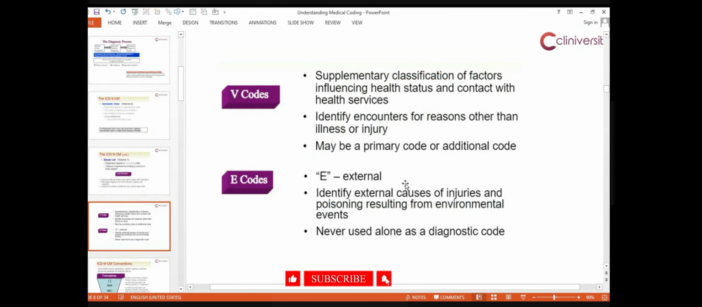Now in the ICD-9-CM dictionary, we can have different types of codes. One type is the V code. V code is for supplementary classification of factors influencing health status and contact with health services. It also identifies encounters for reasons other than illness or injury, maybe a primary code or additional code. So all such codes fall under V codes. E code, E is external. Here E represents external. It identifies external causes of injuries and poisoning resulting from environmental events. It is never used alone as a diagnostic code.